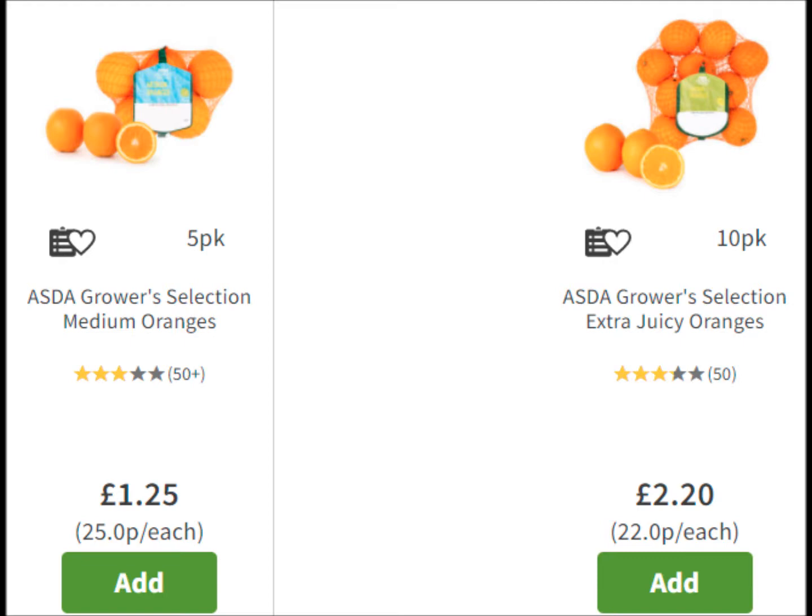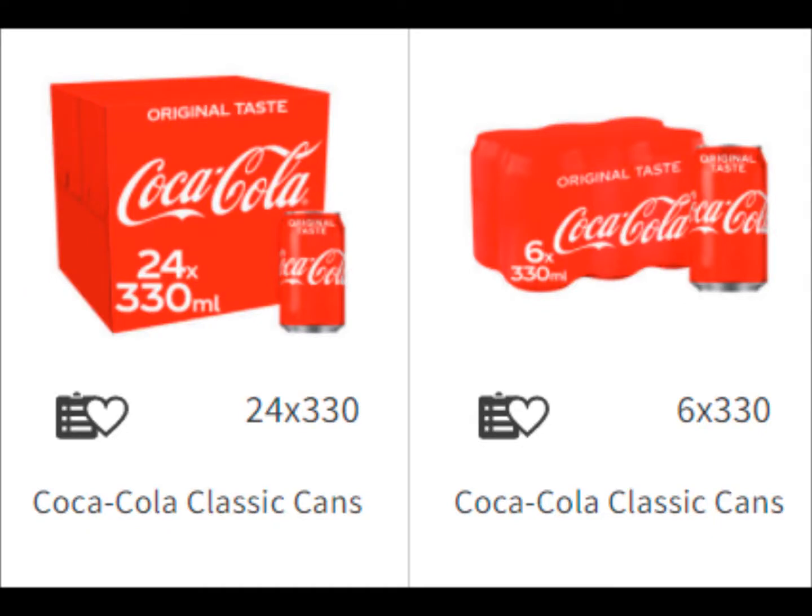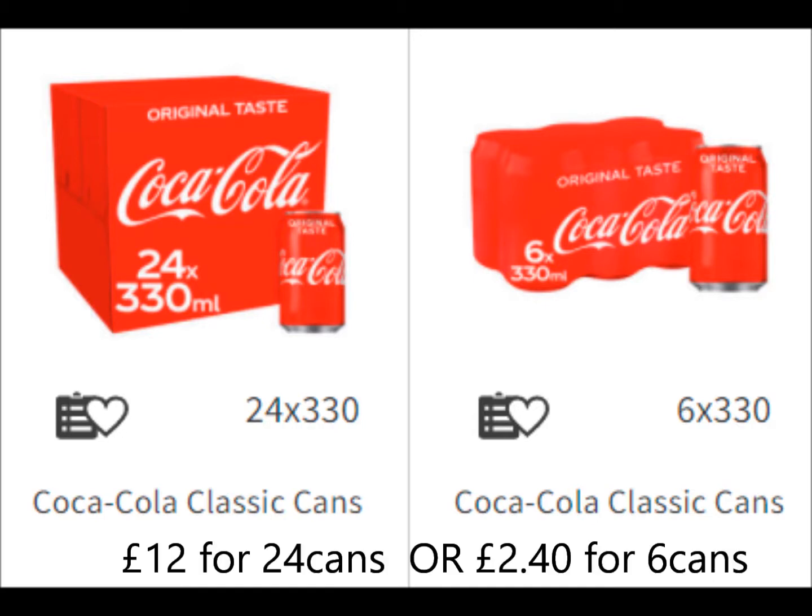So we're going to look at this first example together, and the first example we've got is these two Cokes here. So we've got one which is a pack of 24 and one that is a pack of 6. So if the 24 pack cost £12 and the 6 pack cost £2.40, we need to work out how much each can costs to work out which is the best buy.